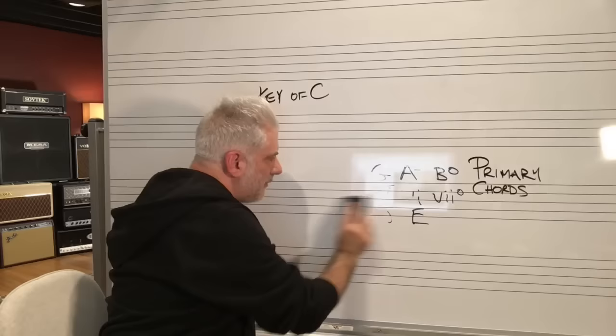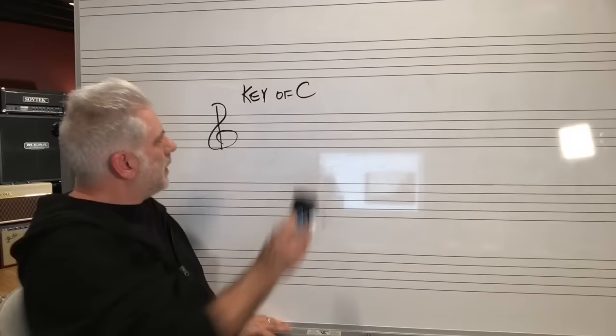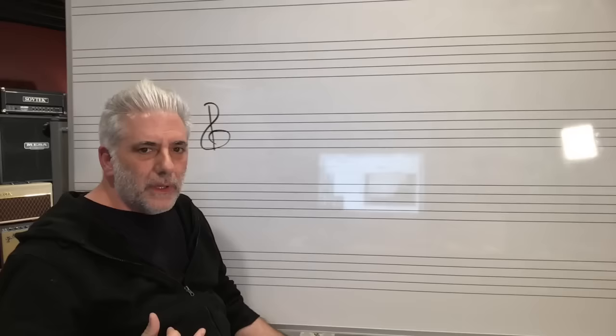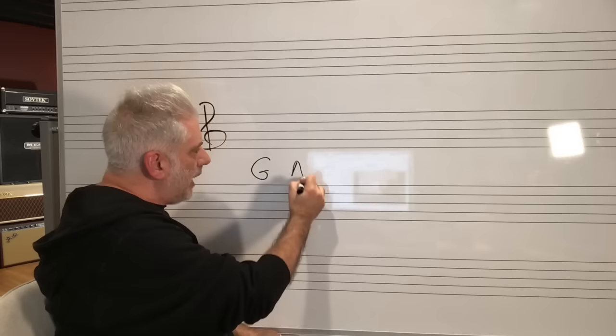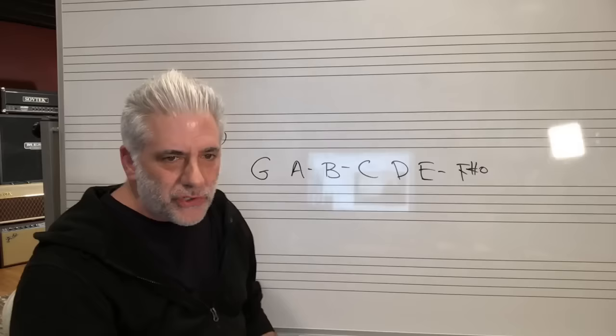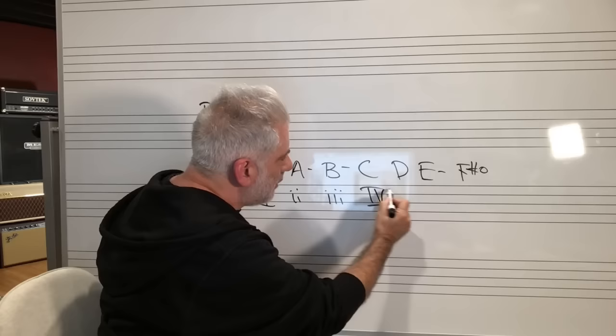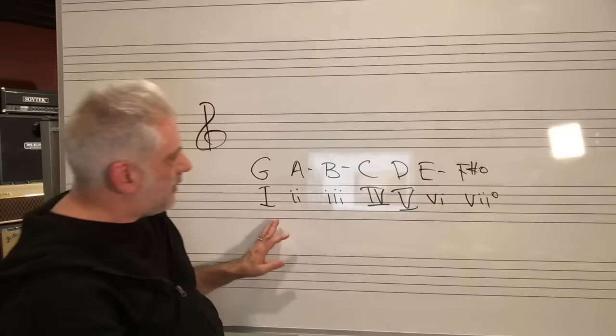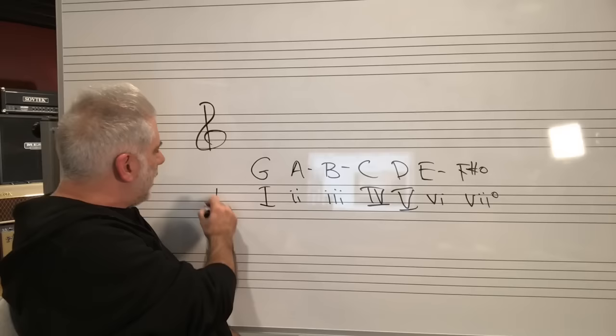Let's say we take the key of G, okay? And I write out the primary chords. So that would be G major. You always have to memorize the order of chords, right? G major, A minor, B minor, C major, D major, E minor, F sharp diminished. Now, how do I know this? Well, I know all the notes in the key of G major, okay? This is your one chord, two chord. Remember, two is minor, three is minor, four is major, five is major, six is minor, and seven is diminished, all right? Always uses the same order. Okay, so these are your primary chords.